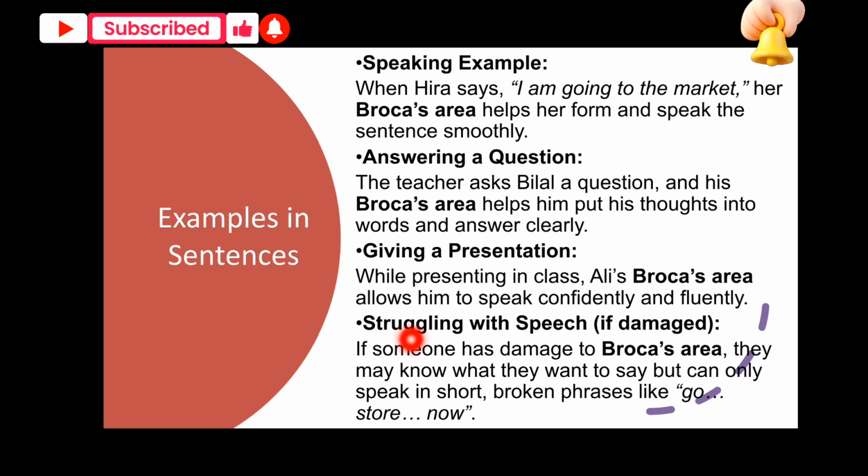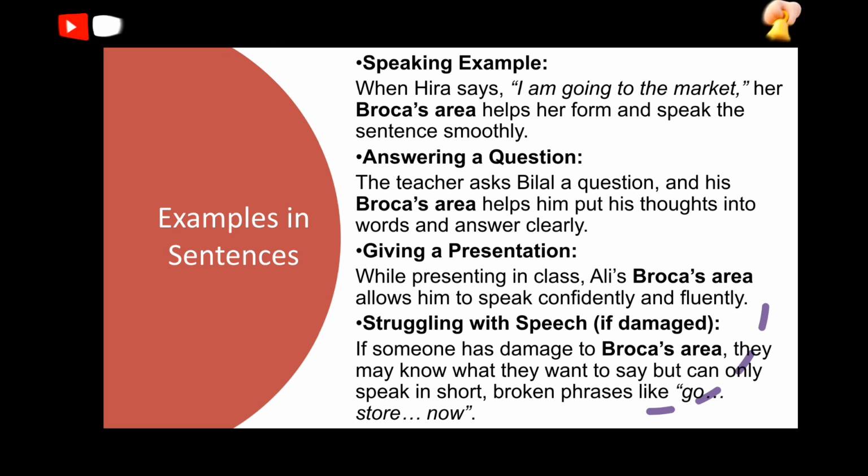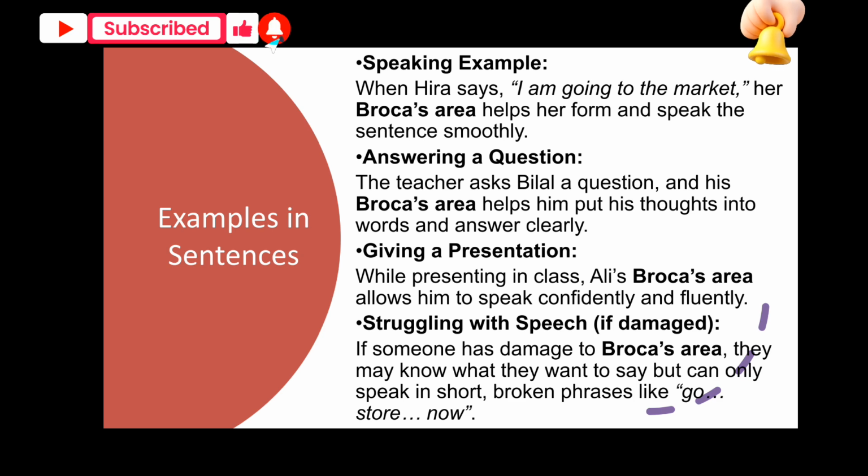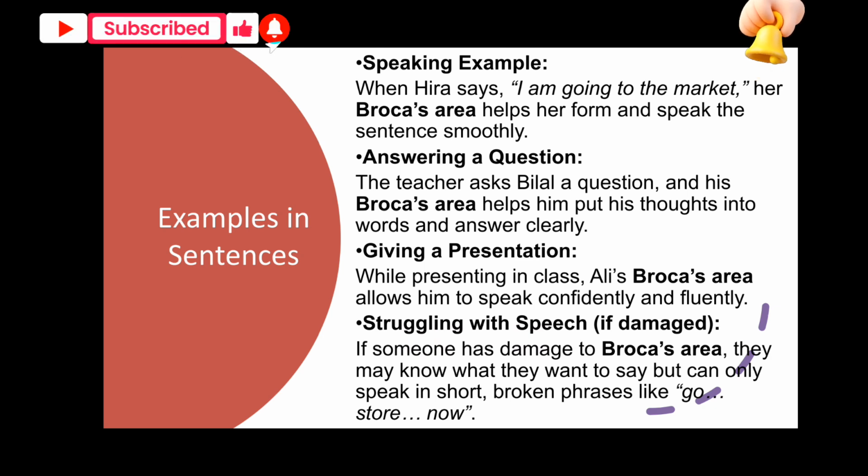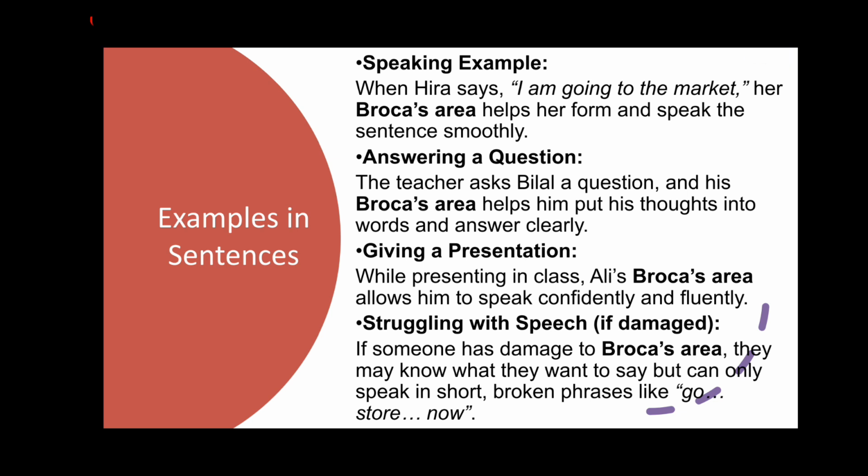If someone has damage to Broca's area, they may know what they want to say, but can only speak in short, broken phrases like "go, stow, now." They may know the sentences, they may know the language. They have in their mind that they want to say this.